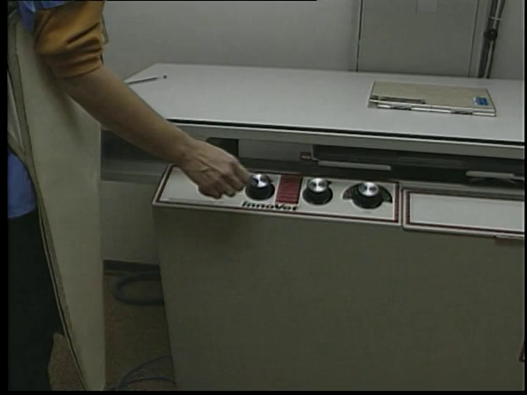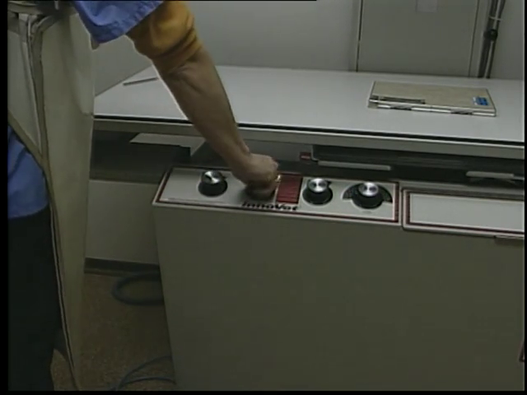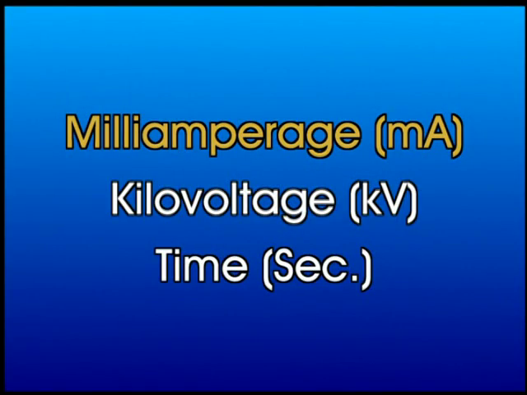There are three basic variables in setting an X-ray machine: the milliamperage, or mA, the kilovoltage, or kV, and the time of exposure, or seconds. Though there are often a wide assortment of knobs and switches, if you can locate these three controls and understand what they do, you're on your way to producing quality X-ray films.